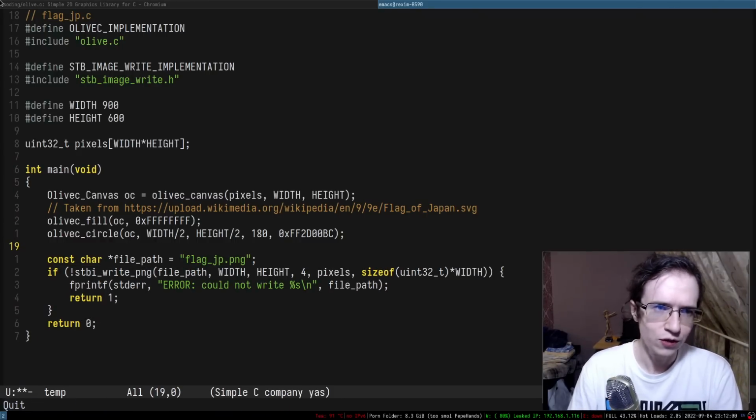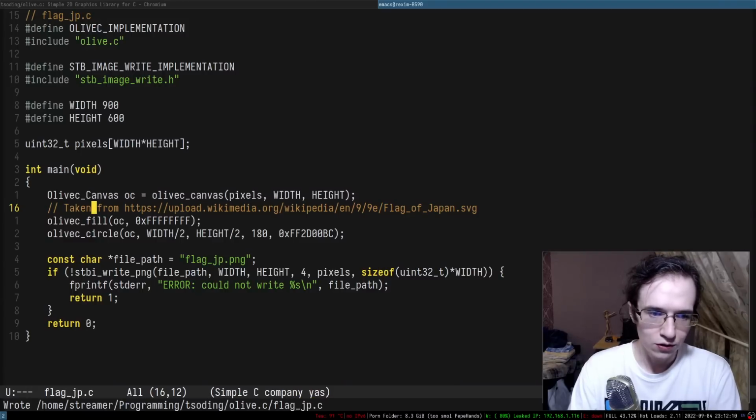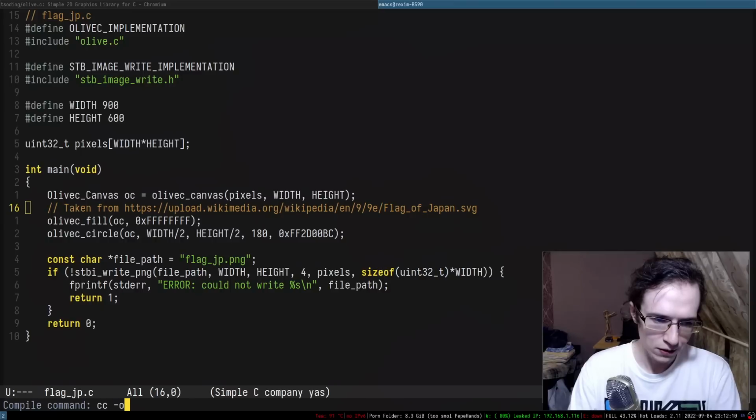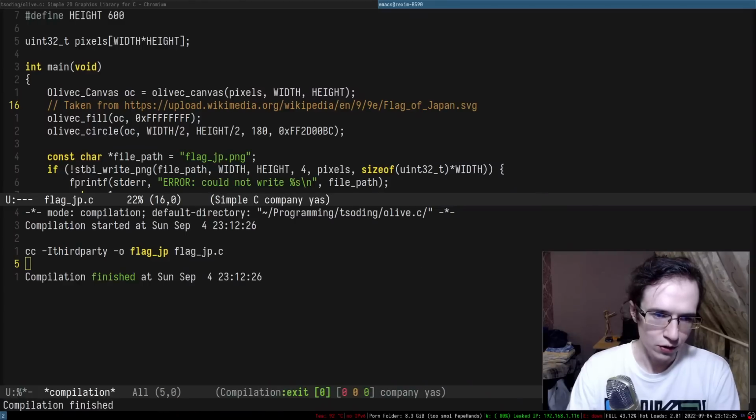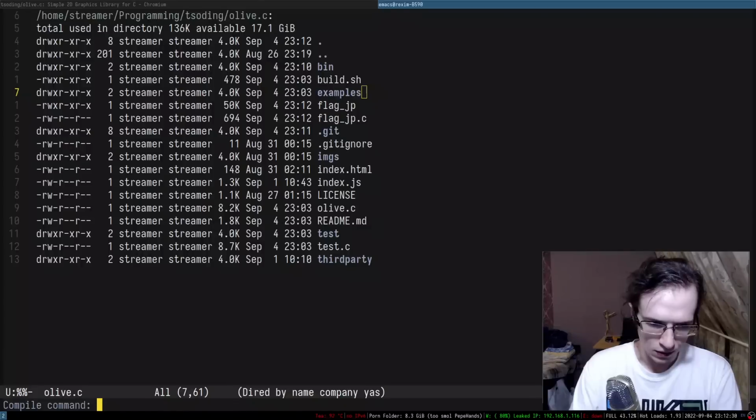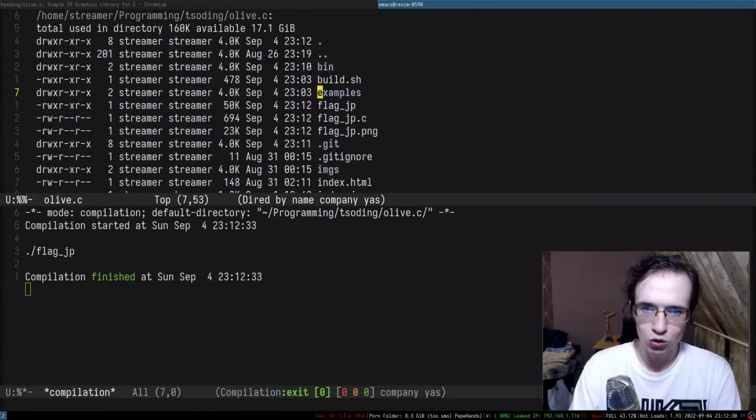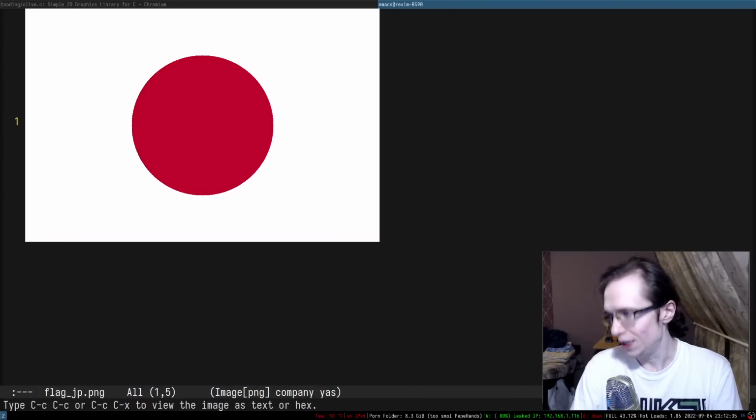So this particular program generates a flag of Japan, right? So let's actually see if it's going to work. I'm going to save that to flag.gp.c, right? And I'm going to just compile it. Okay, so it requires the STB. As far as I know, STB is located in the third-party folder, right? So that should be available. There you go. Right, so we have the executable flag.gp, and if I run this entire thing, it should generate flag.gp.png. And if I open it, it looks like a flag of Japan.